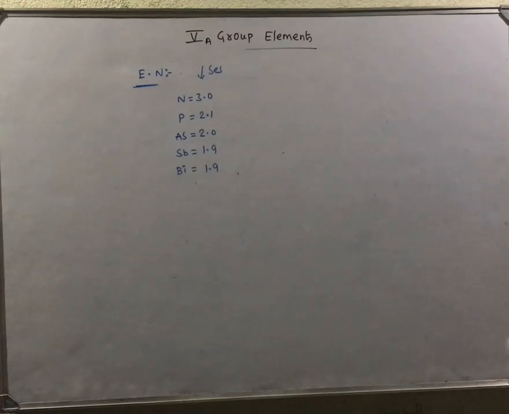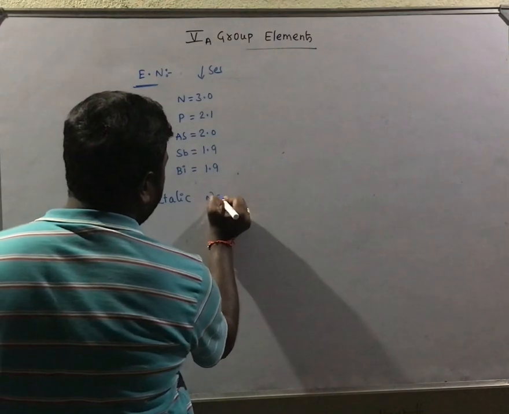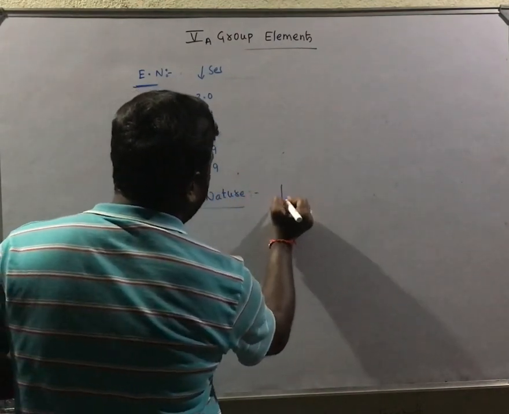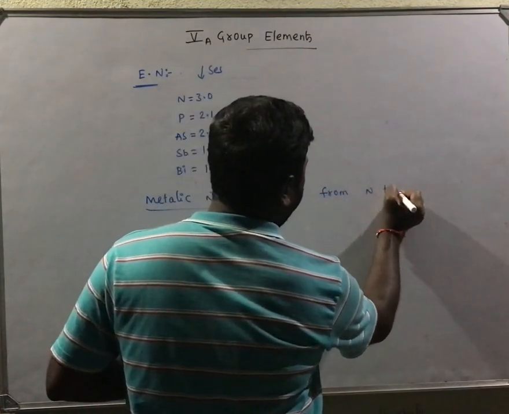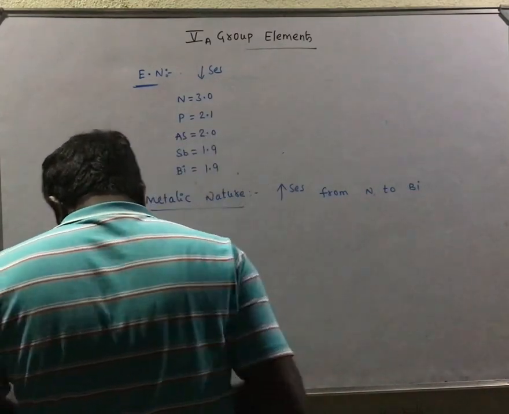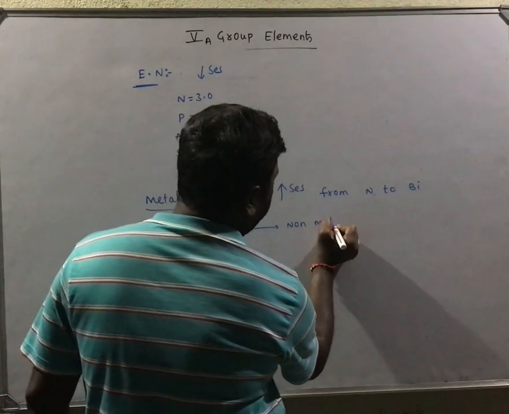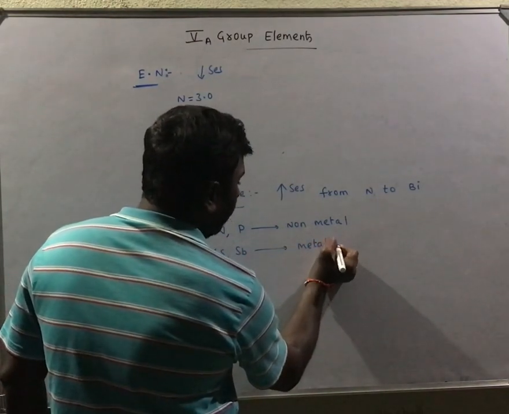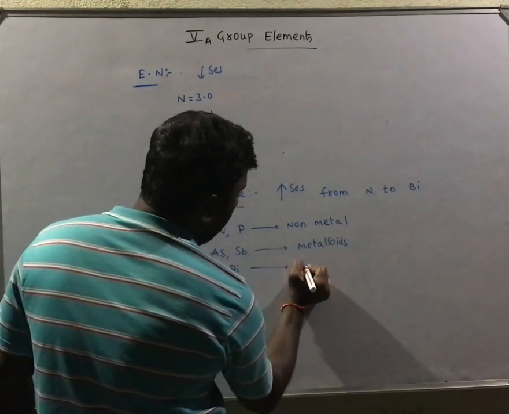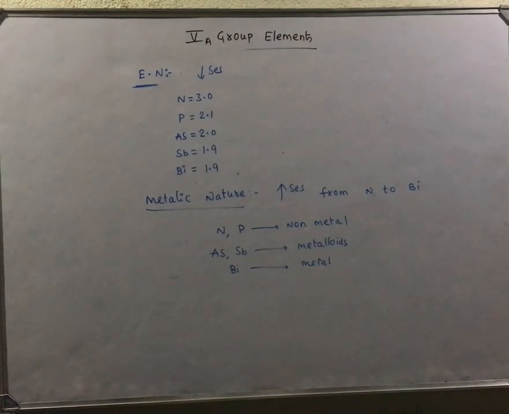Next, the periodic property is metallic nature. Generally metallic nature increases from nitrogen to bismuth. Actually here nitrogen and phosphorus are non-metals. Arsenic and antimony are metalloids. And finally, bismuth is 100% metal. Non-metal, metalloids and metal. That's why going from top to bottom, metallic nature increases.